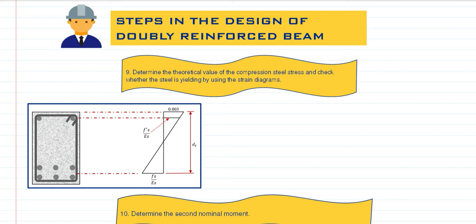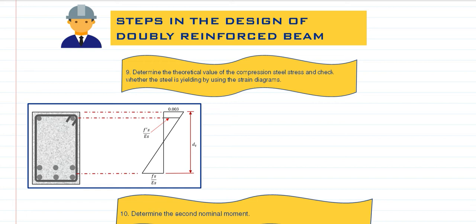So, determine the theoretical value of the compression steel stress and check whether the steel is yielding by using the strain diagrams. So, dito, ang gagamitin natin to determine the compression steel stress will be the strain diagram. Syempre, the one shown here. So, ang kailangan lang natin na value ng stress dito is compression steel stress. Why compression steel stress lang? Kasi we always assume na ang tension steel stress lagi ang yielding. So, we are always using Fy.